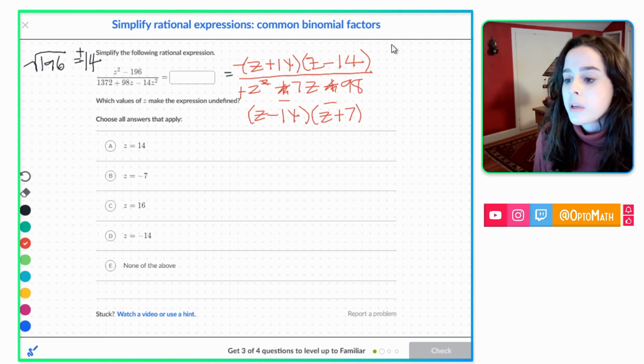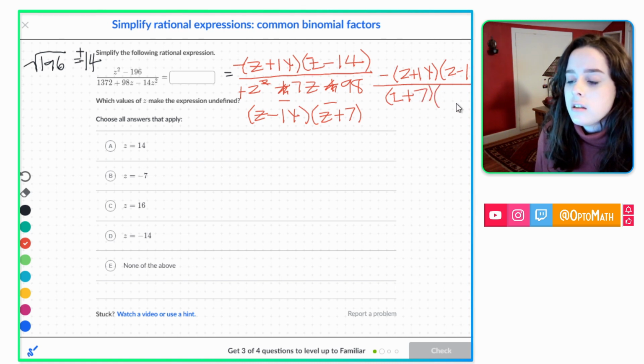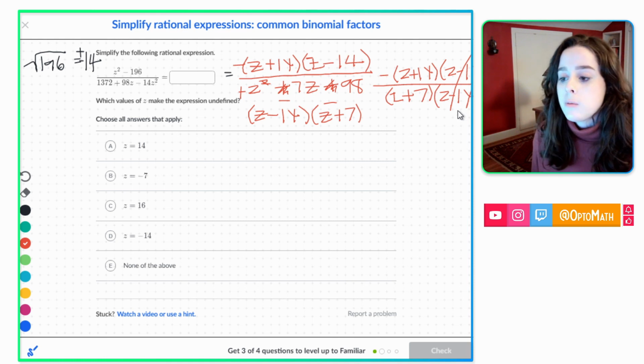Let's write it all together because it's looking a bit crazy, I know. Negative z plus 14 times z minus 14 over z plus 7. And I know I'm changing the order, but I want to do that so our common binomial factor is vertically aligned. So z minus 14 is our last factor of our denominator. And those simplify to 1, z minus 14.